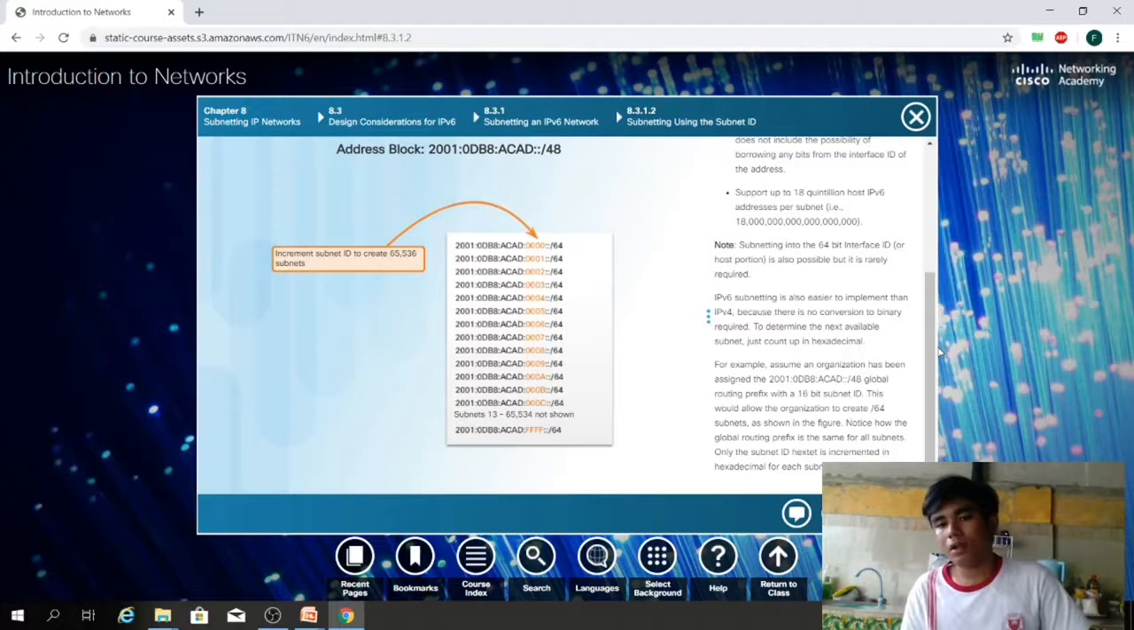For example, assume an organization has been assigned the 2001:0DB8:ACAD global routing prefix with a 16-bit subnet ID. This would allow the organization to create 65,536 /64 subnets, as shown in the figure. Notice how the global routing prefix is the same for all subnets. Only the subnet ID hextet is incremented in hexadecimal for each subnet.